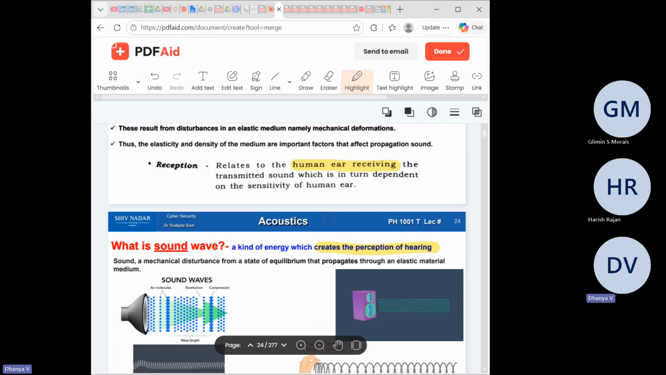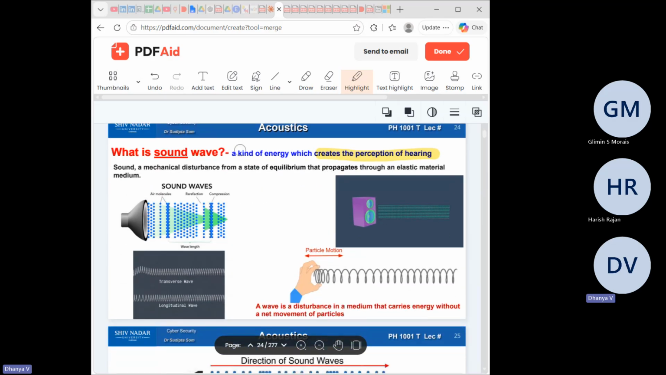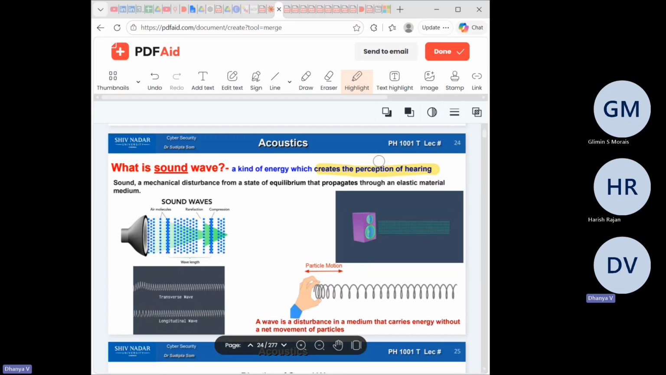Okay. So a sound wave is a kind of energy which creates the perception of hearing. It's understandable from the word itself, right? So it creates a perception of hearing. There are several ways by which you tell something is louder than the other. So loudness is one such term that you relate to sound.